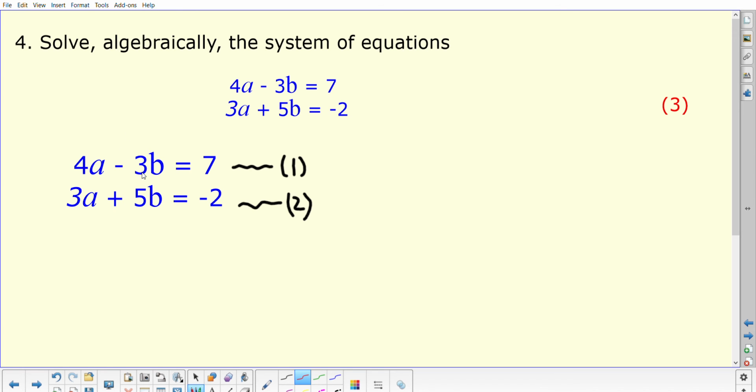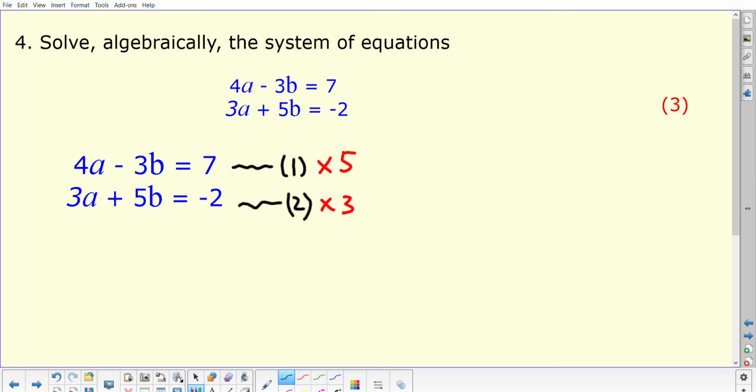So basically looking for the lowest common multiple between 3 and 5, and that would be 15. So I want to be making both of those numbers into 15. So I'm going to times that first equation by 5, and I'm going to times the second one by 3 in order to do that.